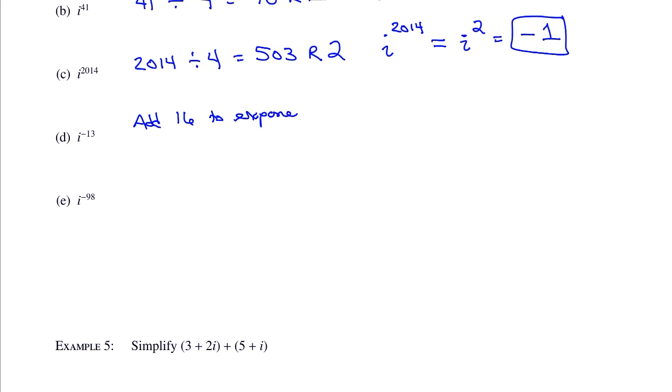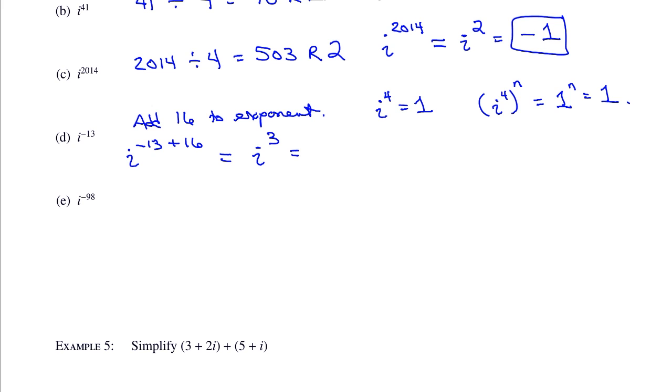Now, the reason I can add multiples of 4 is because we know that i to the 4 is equal to 1. And if I take any multiple of that, let's just call it n, then that is equal to 1 to the n, which is still 1. So adding these multiples of 4 is essentially multiplying by 1. I'm just choosing a very convenient form by which to multiply. So i to the negative 13 plus 16 is i to the third, and so i to the third is equal to negative i.